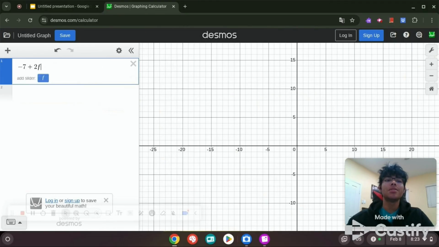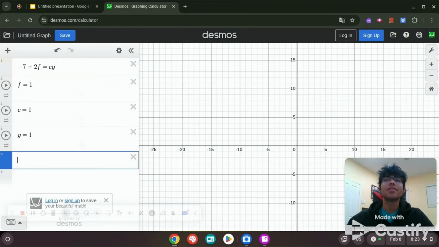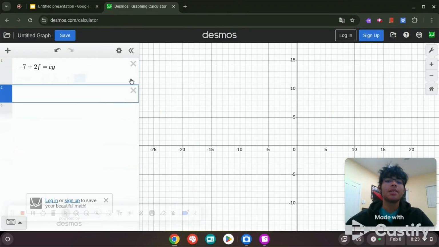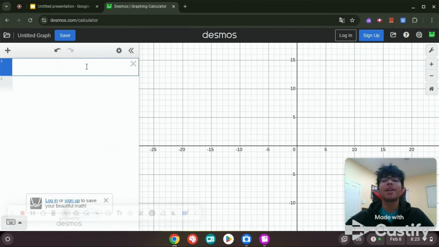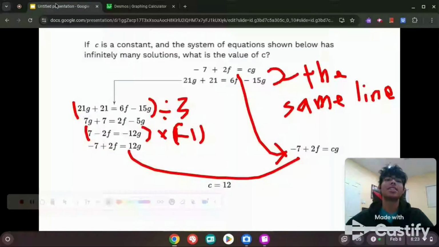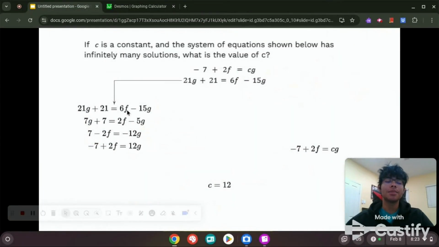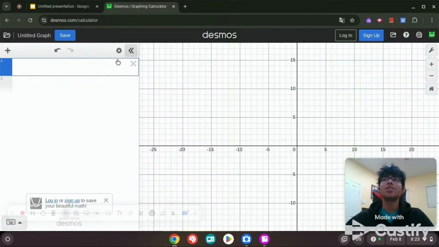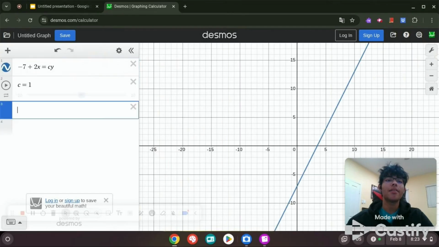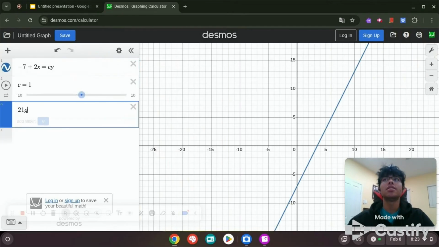-7 plus 2f is equal to cg. Oops. Oh yeah, here's the thing. You want to make sure, because Desmos doesn't know what f and g are, just do x and y. So let's make f be the x-axis and g be the y-axis. So let's just do -7 plus 2x is equal to cy, and then let's do 21g plus 21 is equal to 6f minus 15g.